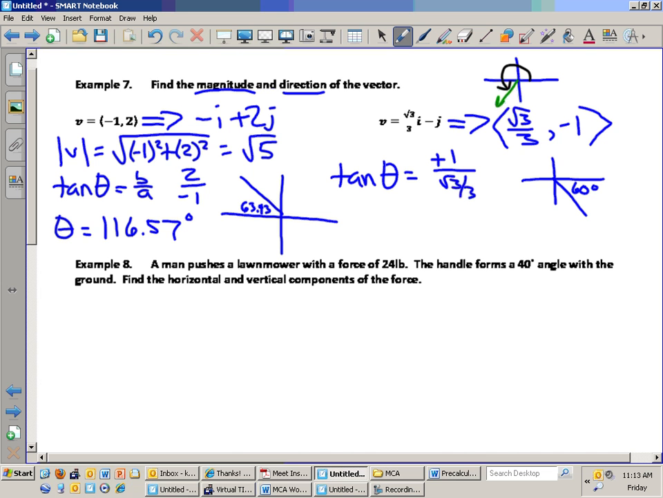So if that's 60 degrees, the angle that I'm looking for is this angle. How do you find that angle? 360 minus 60, which is 300.